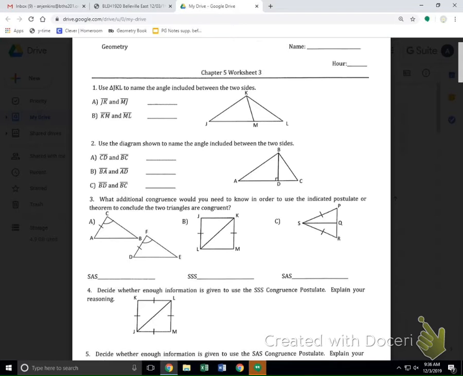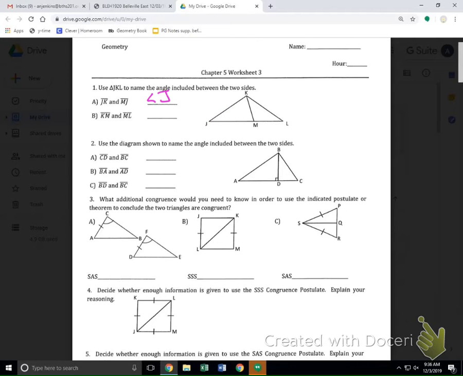Okay, so it says what angle is included between JK and MJ? It's going to be angle J, exactly right. So where those two sides meet, you see they meet at angle J. Our next one up, I'm going to erase my picture so I can draw the next one.